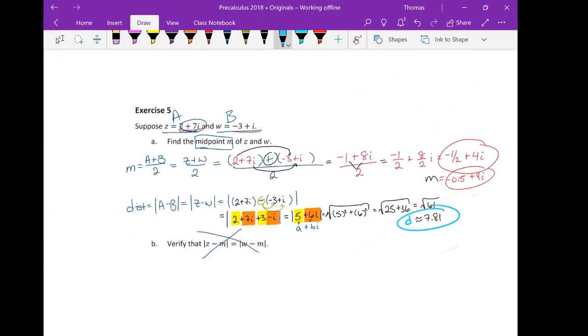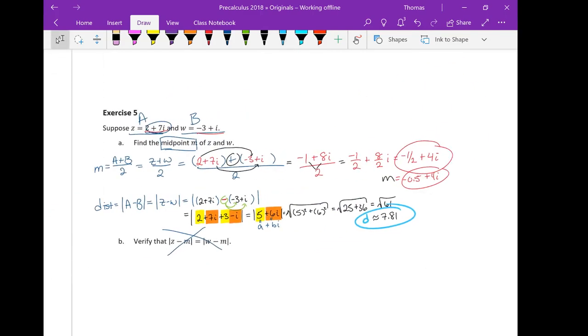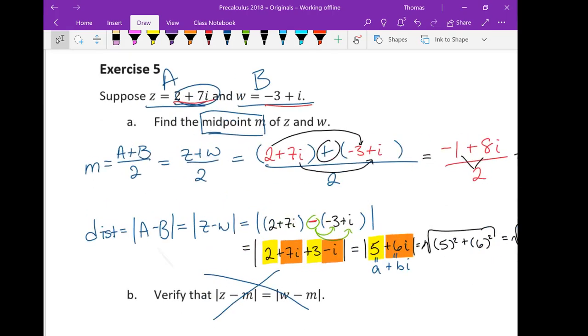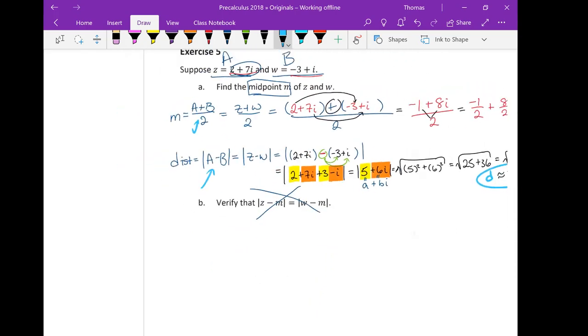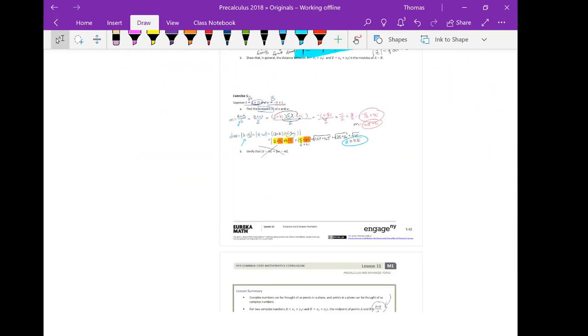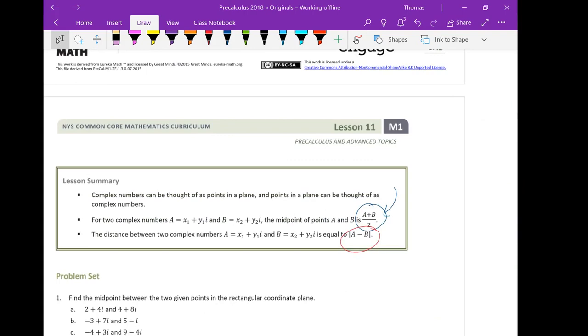Okay, so overall, these are pretty straightforward. It's really just taking our new formulas right here and right here, our new formulas for midpoint and distance, and applying them to our numbers. So when you're ready, come in and take your exit ticket. You should be all set to do that.